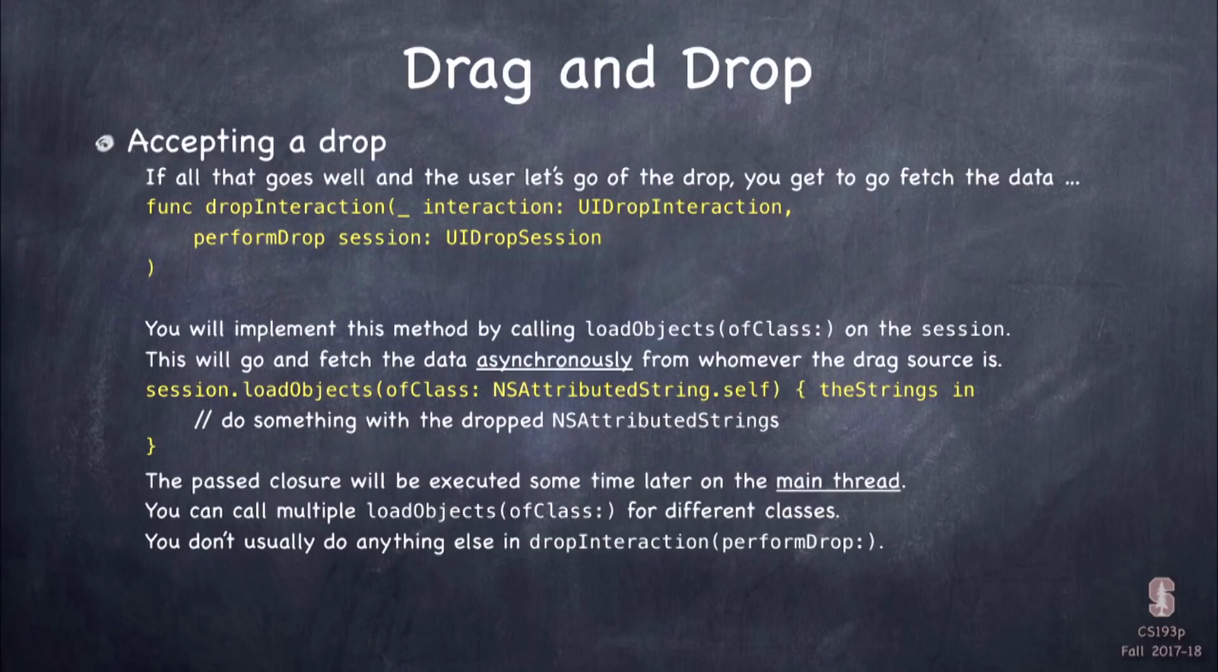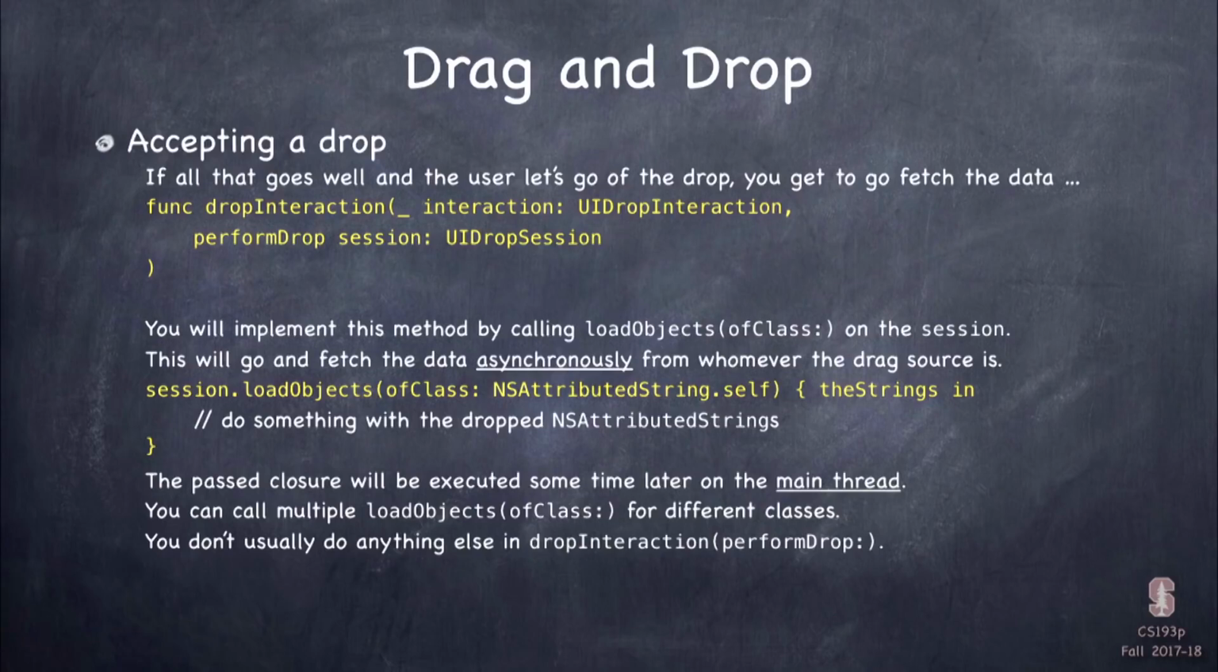Okay, so in this case, I'm saying load objects of class NS attributed string, so it's going to call that closure with the strings being an array of NS attributed string. Now, it's actually an array of something that implements the provider protocol, so you're going to have to cast it with as, but it's essentially an array of those NS attributed strings. And similarly, you could do UI image.self and all that. By the way, that NS attributed string.self, that's the way you specify the class NS attributed string, if you want to pass it as an argument to a function. We haven't seen that before, but that's all you do.